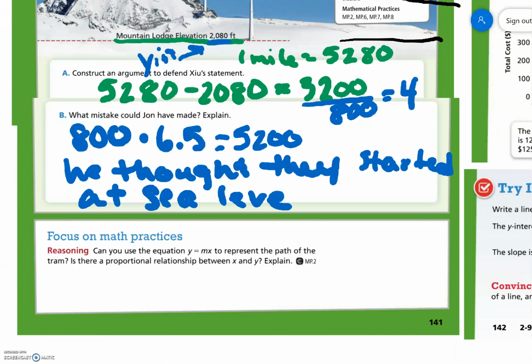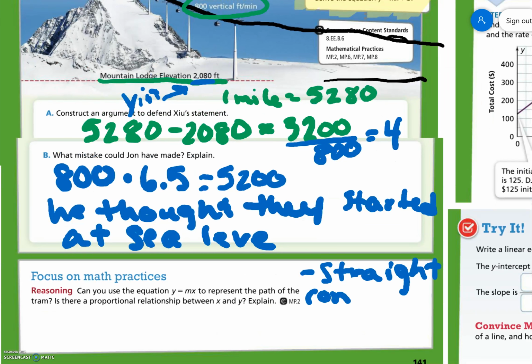Can you use the equation y equals mx to represent the path of the tram? Is there a proportional relationship between x and y? So in order for it to be a proportional relationship, remember we have to have a straight line, and a straight line comes from having a constant rate. Well, we do have a constant rate. We're going by the same amount every minute. We're going 800 feet every minute. So we do have that constant rate.